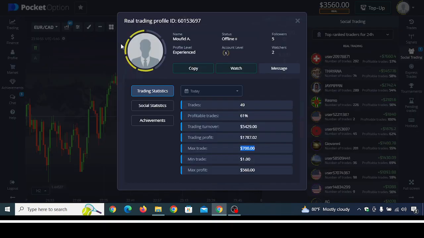But in this case, what happens? Let's say he made a trade of $1 and made a profit, and he made a trade of $700 and made a loss. That will not balance the amount you are losing against the amount you are making in profit with the right and wrong trades. That's why if you copy them directly, you are definitely going to lose money if they lose big amounts and make profit in small amounts, and their profitability will show higher, but you will ultimately make a loss.